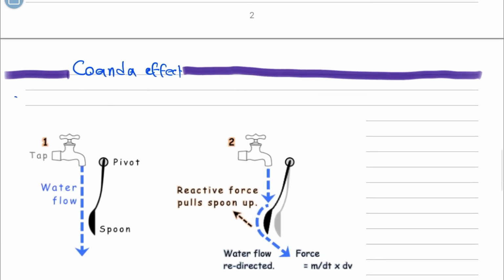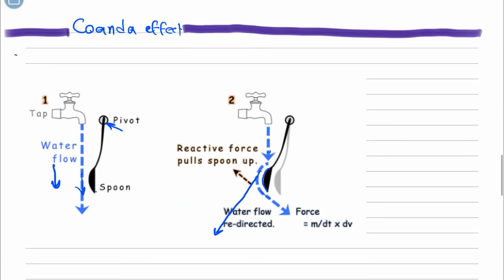The next effect is called the Coanda effect. Assume that we have a free falling stream of water and we have a spoon which is allowed to move freely through these pivots. If we let the spoon touch the water stream here, then the water stream starts to follow the curvy surface of the spoon like this, and it will not deviate that way.